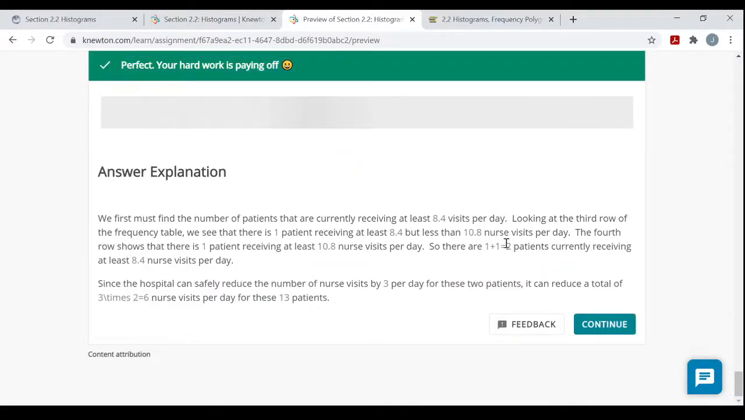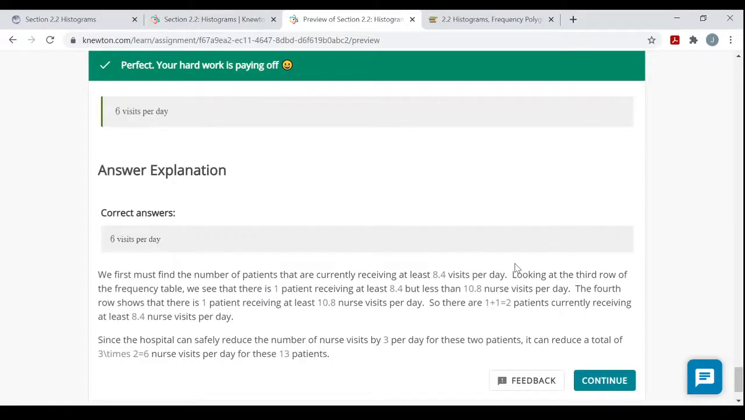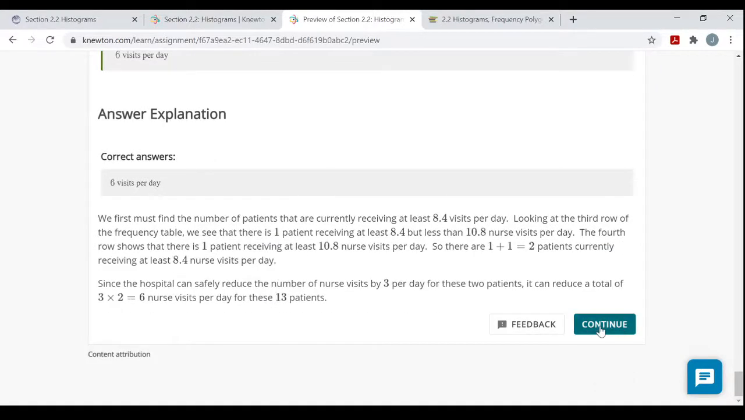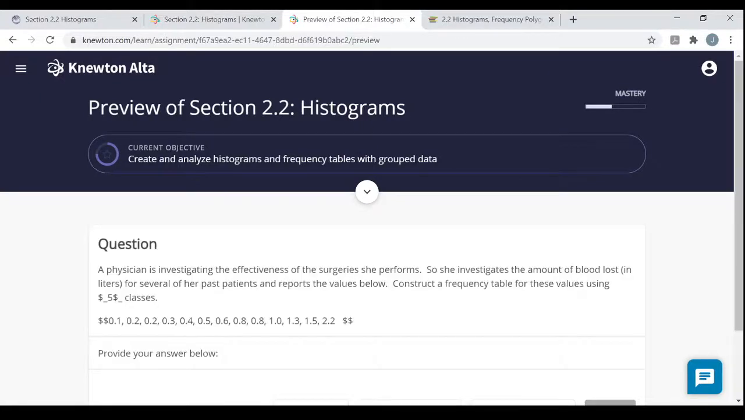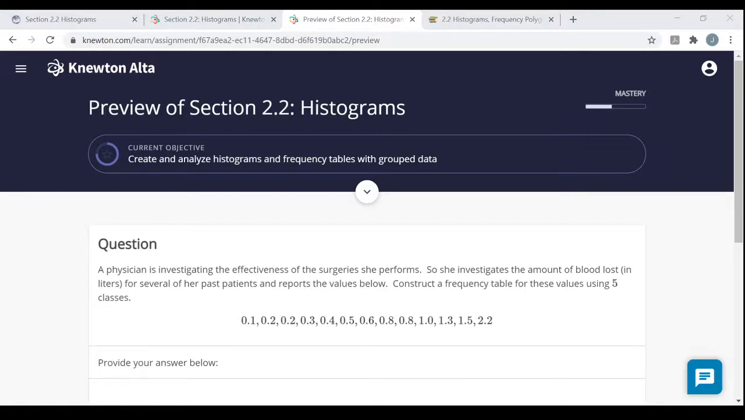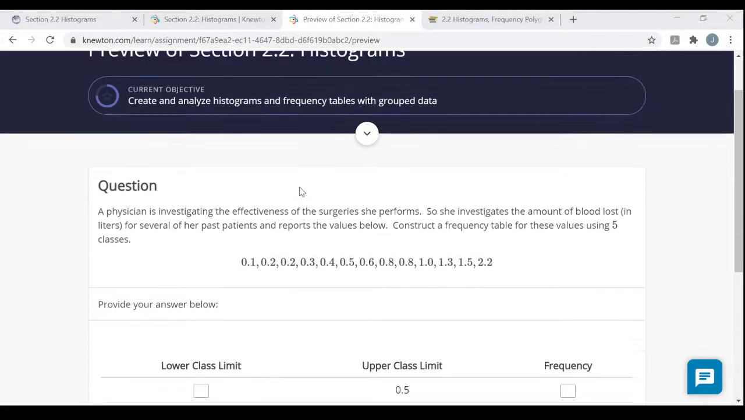And again, read the answer explanation, it goes over what I just said. All right. So, still the group data objective. Still create and analyze histograms with the group data.